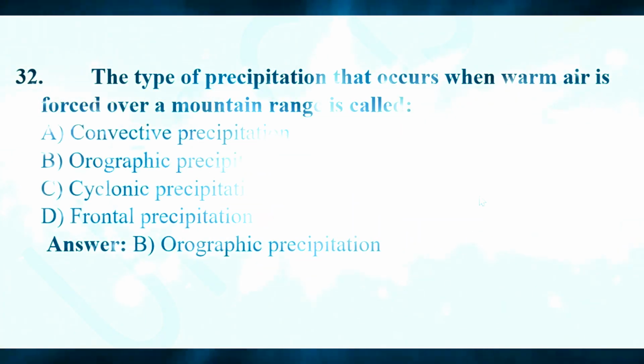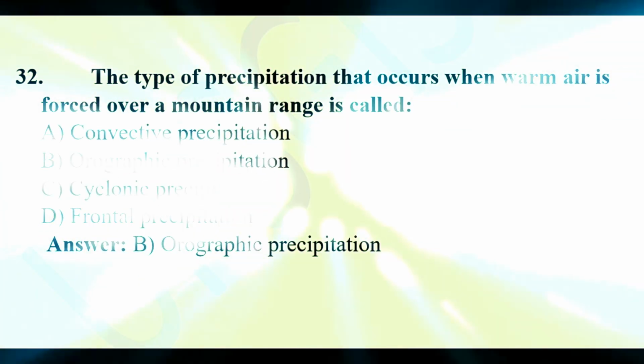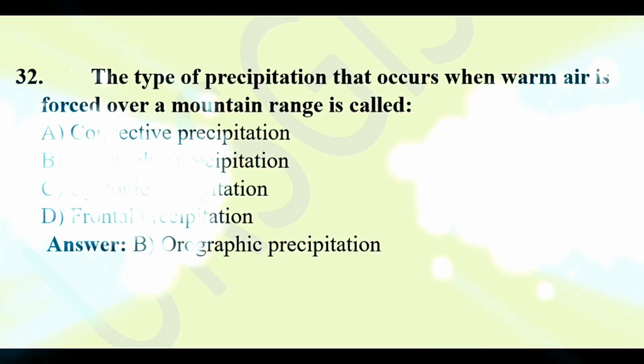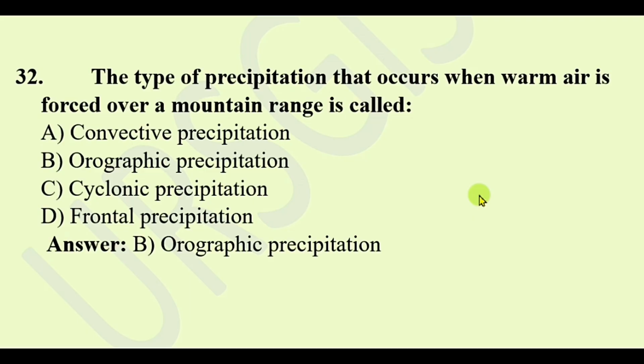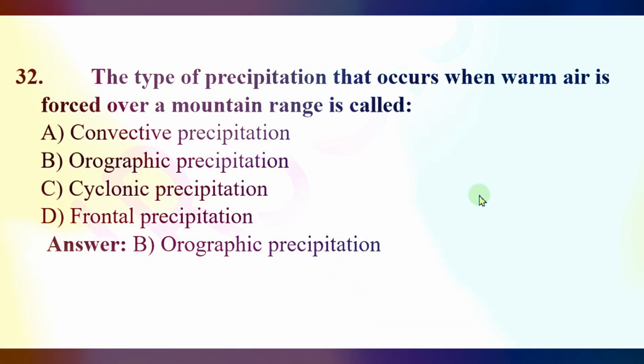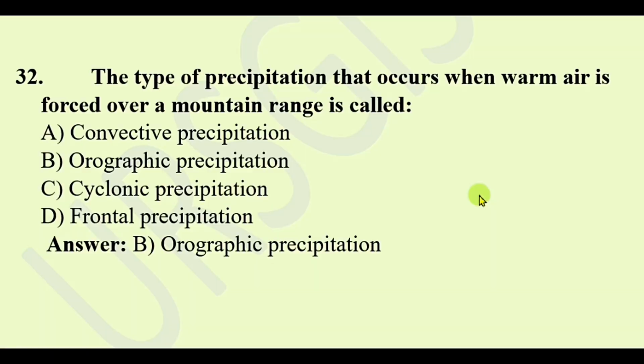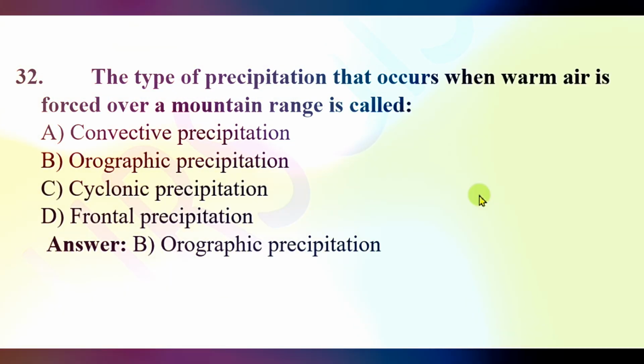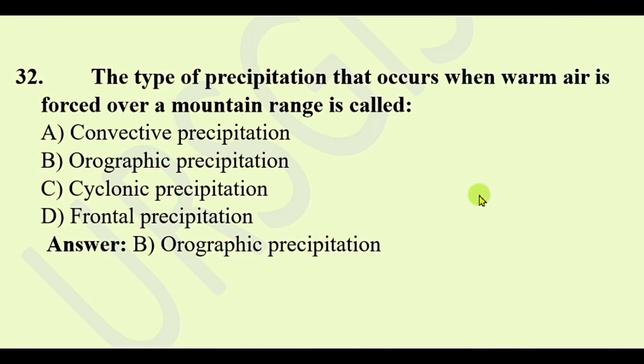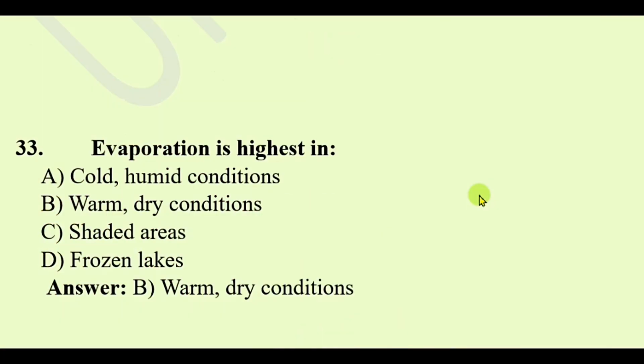Question 32. The type of precipitation that occurs when warm air is forced over a mountain range is called convective precipitation, orographic precipitation, cyclonic precipitation, frontal precipitation. Here the right answer will be, of course, orographic precipitation. Orographic means a mountainous process.